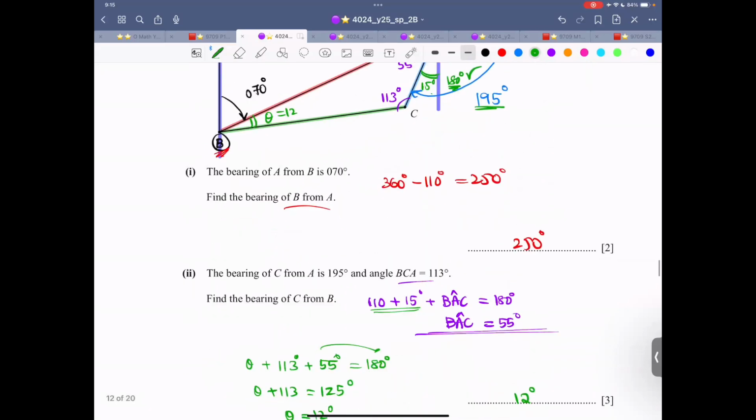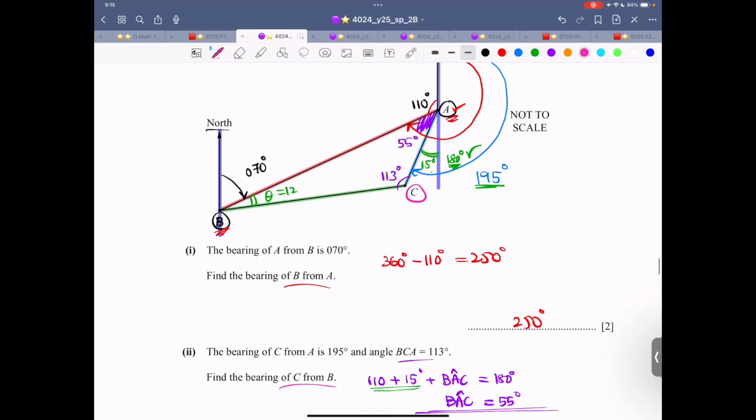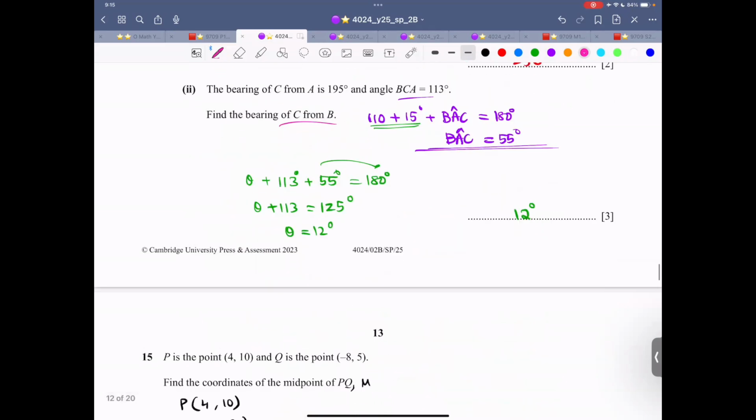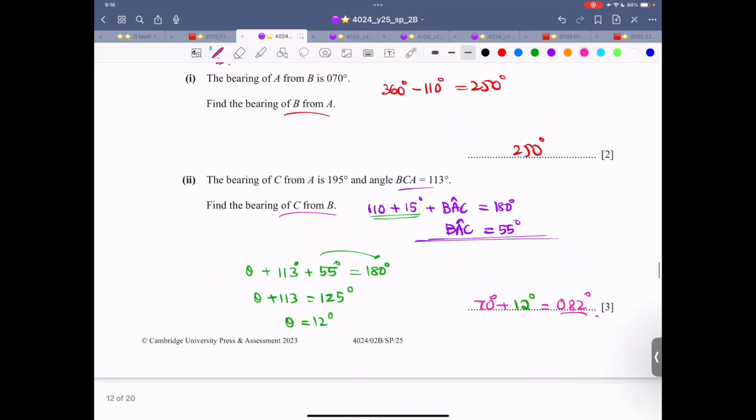Now, what are they asking? They are asking the bearing of C from B. So this is C, this is B, north is there, go all the way up till here. So that is 70 plus 12, that comes out to be 082 because that's how a bearing is written. So now this is all done, all clear.